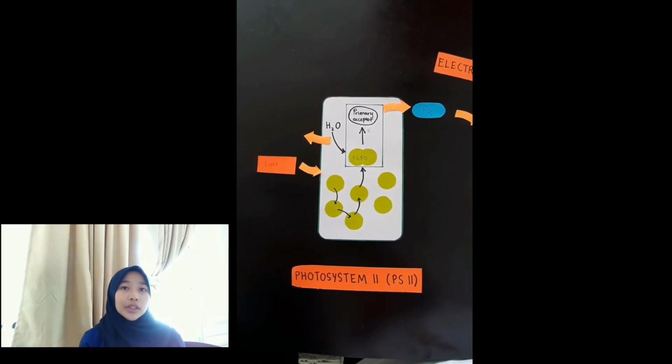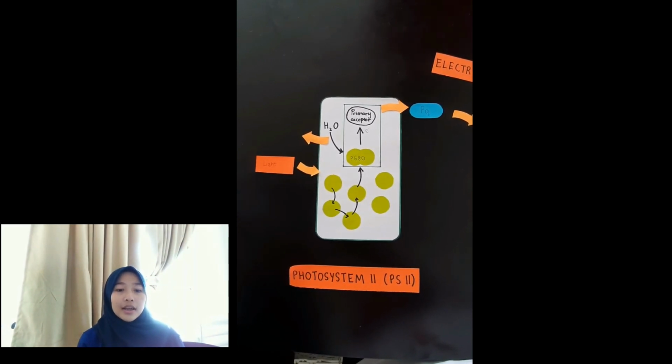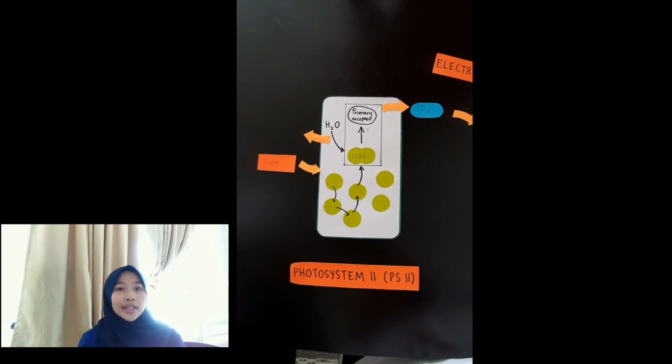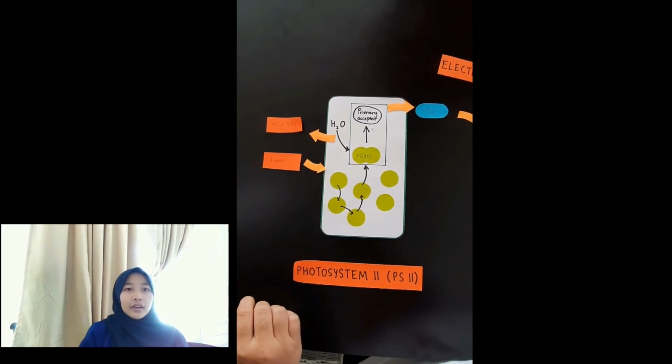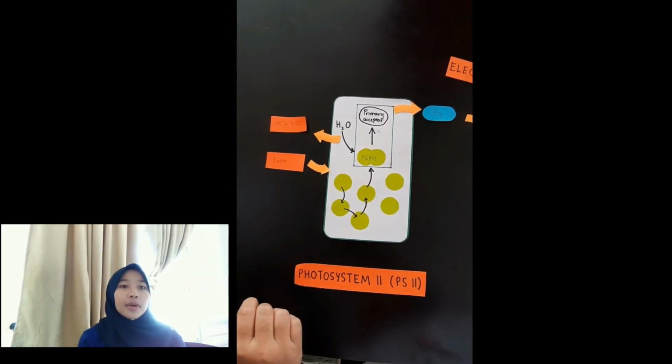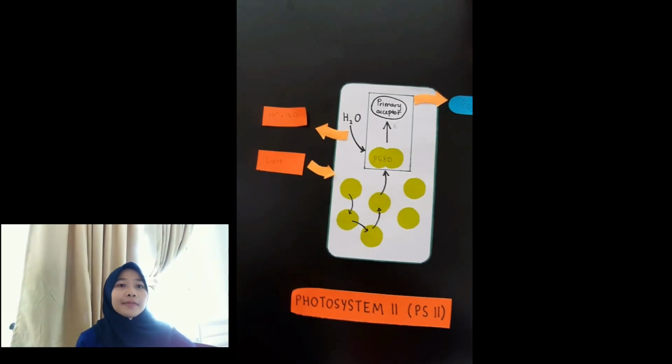Third, H2O is split by an enzyme and the electrons are transferred from the hydrogen atoms to P680+. Thus, it is reduced, as P680+ accepts an electron and becomes P680. Then, O2 is released as a byproduct of this reaction.